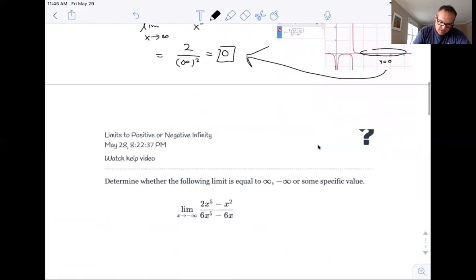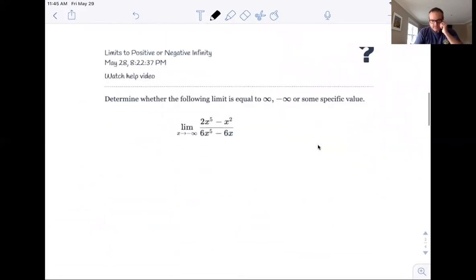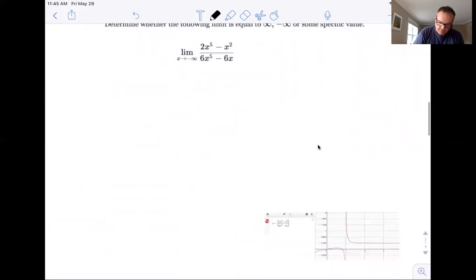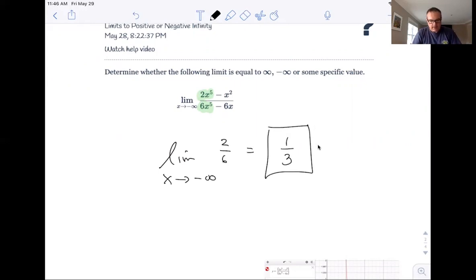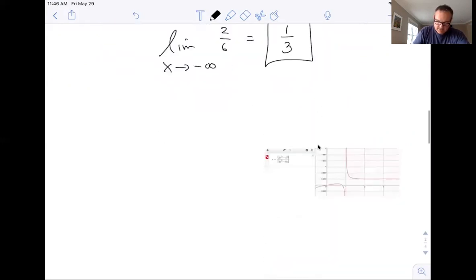And one more quick example here. Again, we have a function, this one is a rational function. There's no radical involved, and all we care about are the highest powers here, right? These matter. Of course, the x to the fifths cancel, and this becomes the limit as x approaches negative infinity of 2/6, which we know is just 1/3. So that's the limit. We just did it analytically, but let's look at the graph just to make sure.